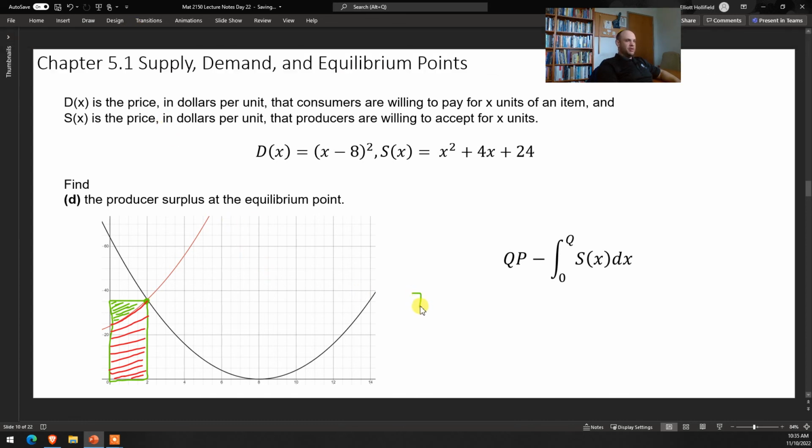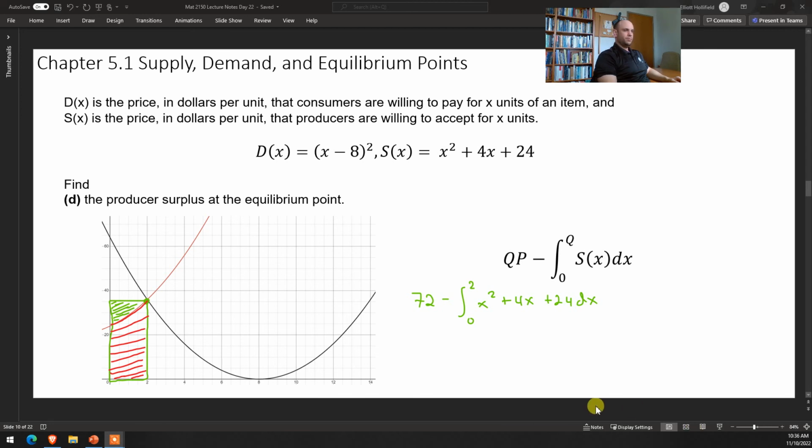So now let's evaluate our integral. We start with the area of our total expenditure and we subtract the area under the supply curve. That is from 0 to 2 of x squared plus 4x plus 24 integrated with respect to x. So let's find our antiderivative. We get x cubed over 3 plus 2x squared plus 24x, and we evaluate between 0 and 2.